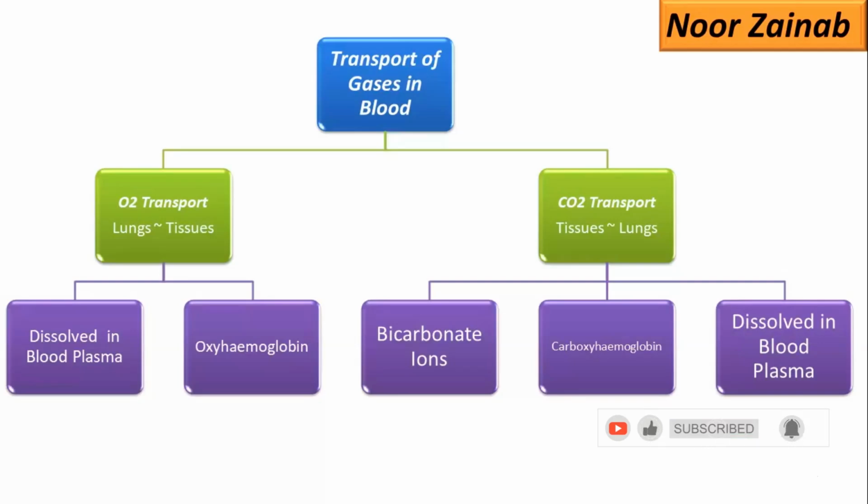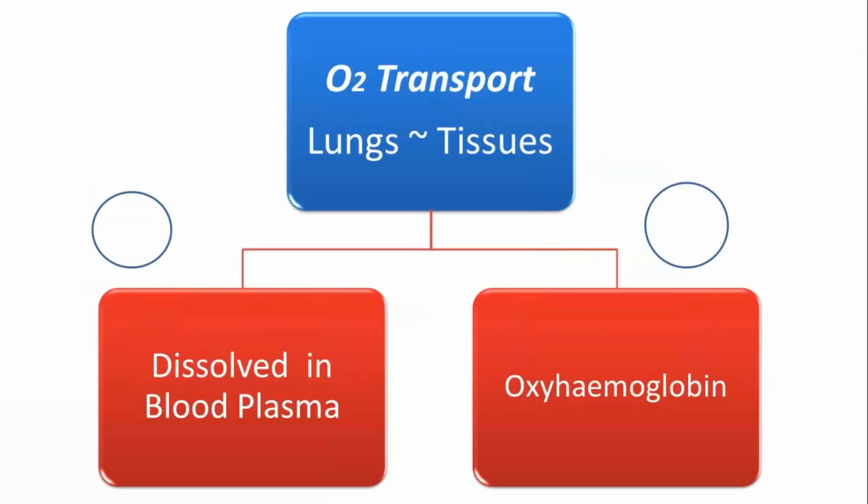So let's start with the discussion of how oxygen is transported in our blood. 3% of the oxygen is transported as dissolved in the blood plasma, whereas 97% of the oxygen which is inhaled is transported in our blood as oxyhemoglobin. So now let's discuss how oxygen is transported as oxyhemoglobin.